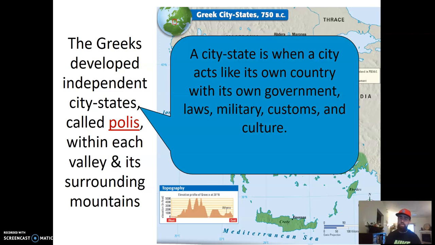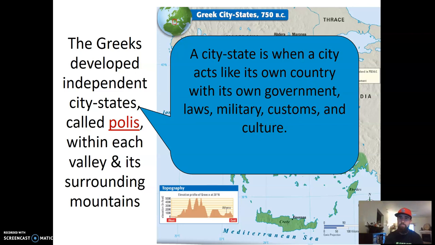So a city-state is when a city acts like its own country with its own government, laws, military, customs, and culture. So it's almost like a country inside a country. Or just think of the United States. Even though there are 50 different states, we're all underneath the federal government. You still have your state and local governments as well. But the city-states kind of take that to the next level, where each state has their own military, their own law system, and again, their own culture and different types of government.